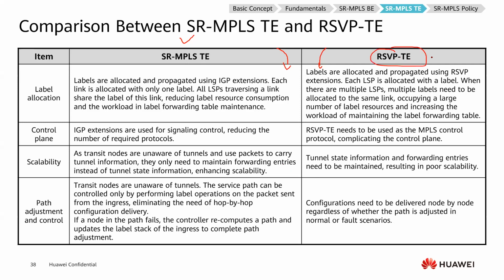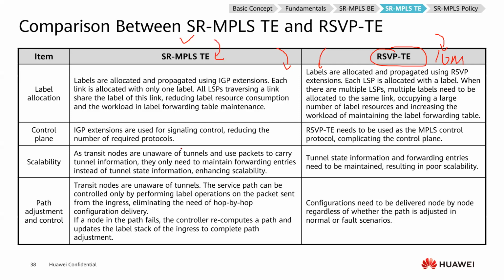RSVP-TE, for example: you want to reserve a path with 10 megabits bandwidth. RSVP-TE can help the devices reserve 10 megabits, dedicated to certain traffic. RSVP-TE can do it, but SR-MPLS TE cannot.